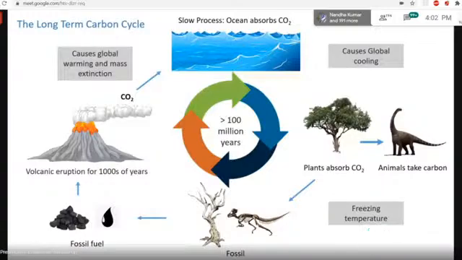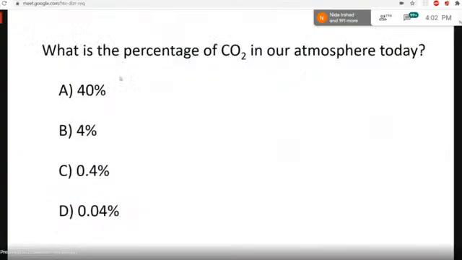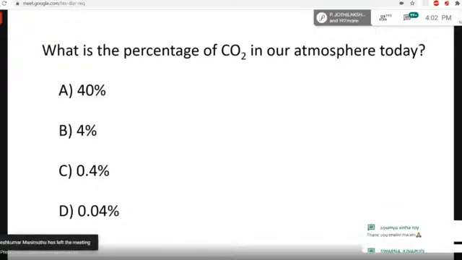Okay, so we're not storing the carbon dioxide inside one particular form for a long time. Now, what do you think is the percentage of carbon dioxide in our atmosphere today, in present days? What is the percentage of carbon dioxide in our atmosphere? Take a guess. What percentage of our atmosphere is made of carbon dioxide?